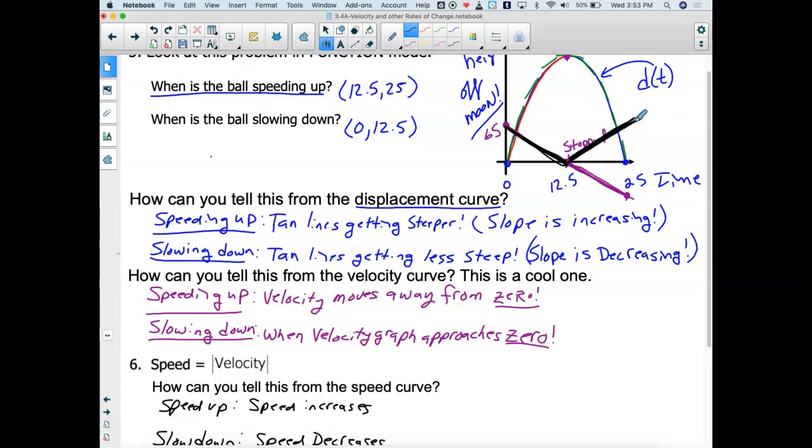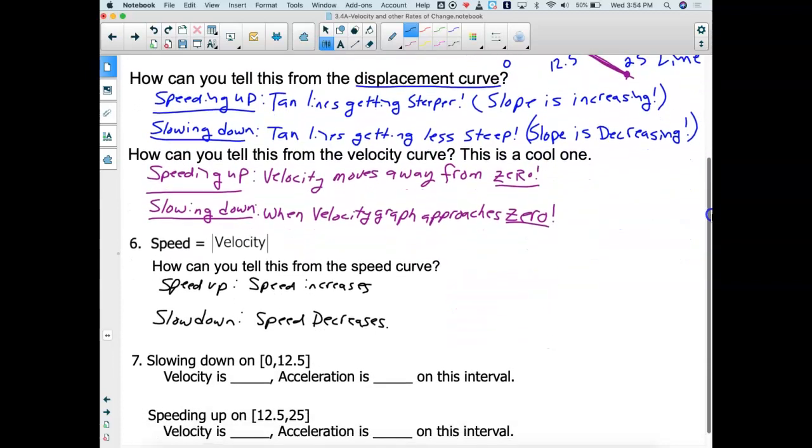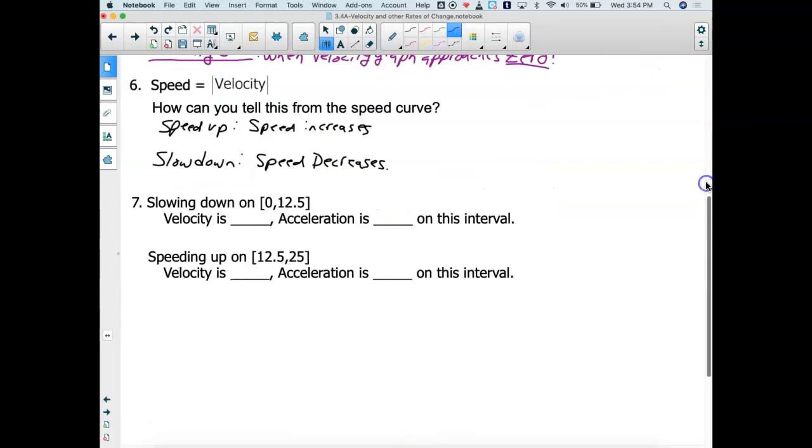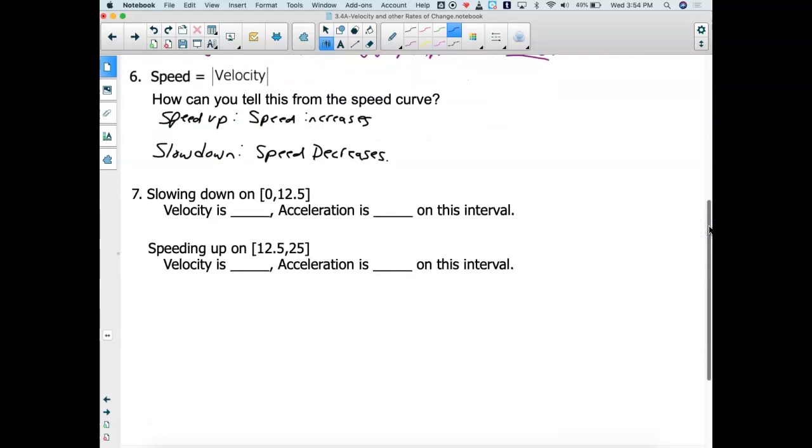Now the kicker is, you will have problems like this on the AP test, I promise you. There are faster, easier ways to do this, kind of. I'm slowing down from 0 to 12.5. I'm speeding up from 12.5 to 25. What do I know about my acceleration? Well, my acceleration was constant. It's negative 5.2, meaning acceleration was negative. It's still negative 5.2 on this part, meaning it's negative.